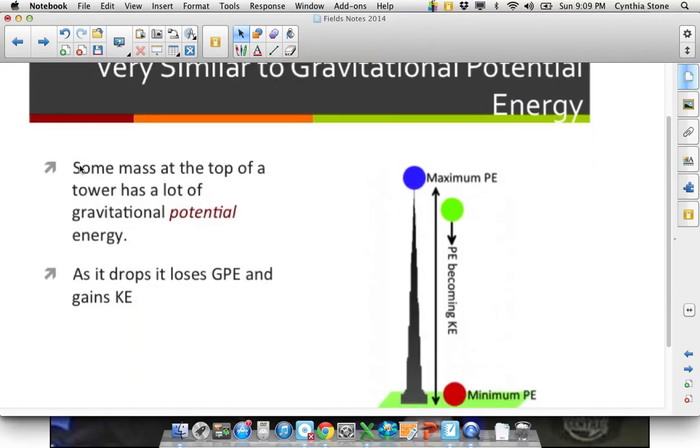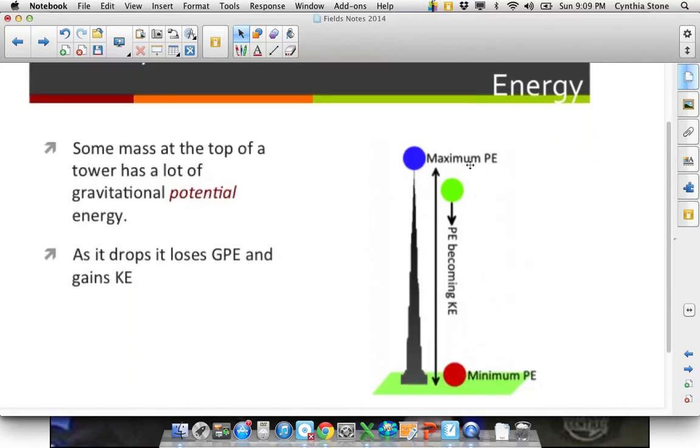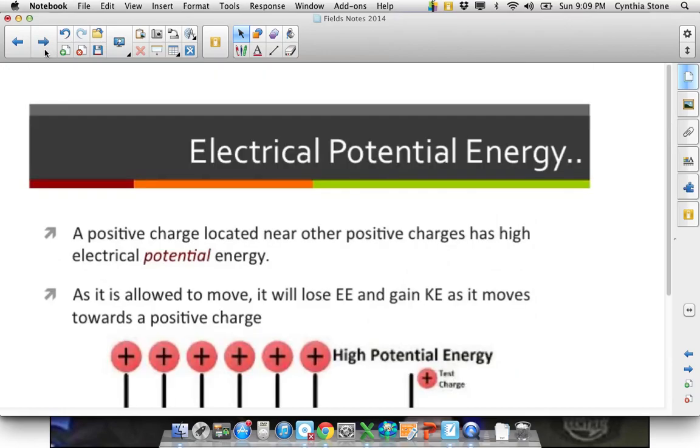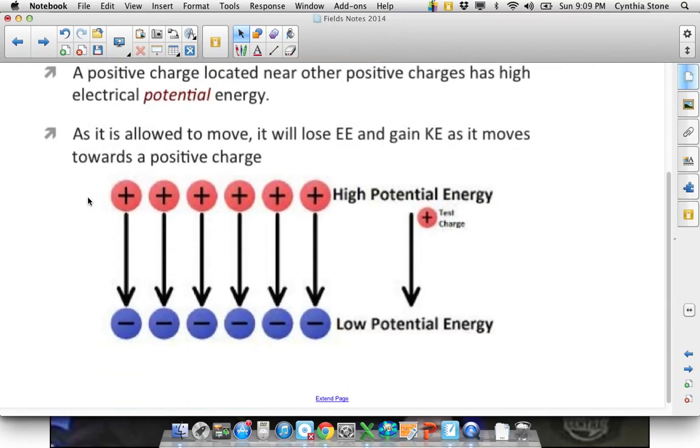But again, how it's similar then. So if I had some mass at the top of a tower, right, it's got lots of potential energy, and as it drops, its potential energy becomes kinetic energy, right? And at the bottom, it doesn't have potential energy anymore, at least gravitational potential, because it's already down at the bottom, right? I have to lift it back up and give it potential energy. So potential energy.